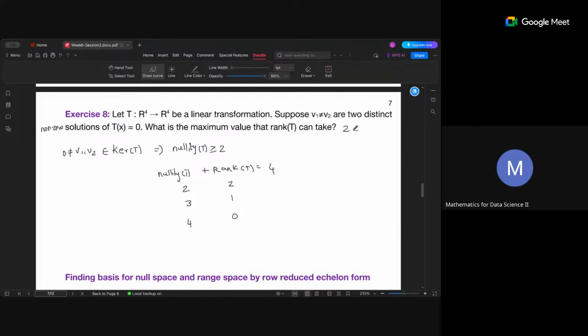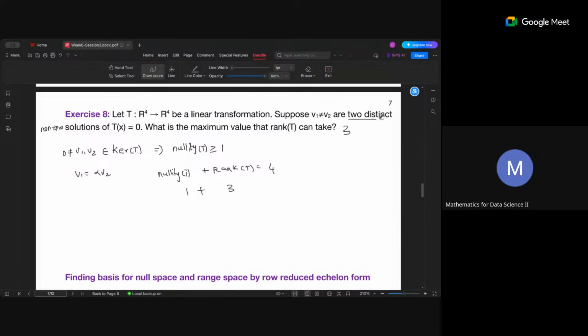Okay. But there is one catch here. They are two distinct, but suppose V1 equals alpha V2, then what happens? Then the answer will be 3, right? They are just distinct; we don't know about linear independence. So here actually the nullity is greater than or equal to 1. So we should consider 1, 2, 3, 4, not just 2, 3, 4. If this is 1, then the rank is 3. So the answer should be 3 here.